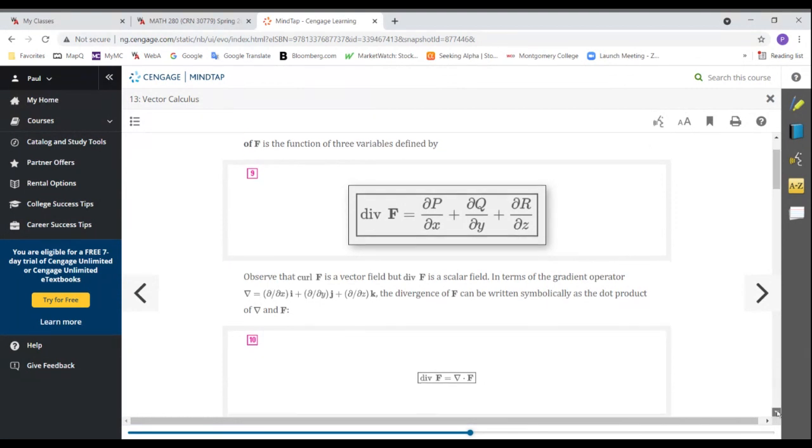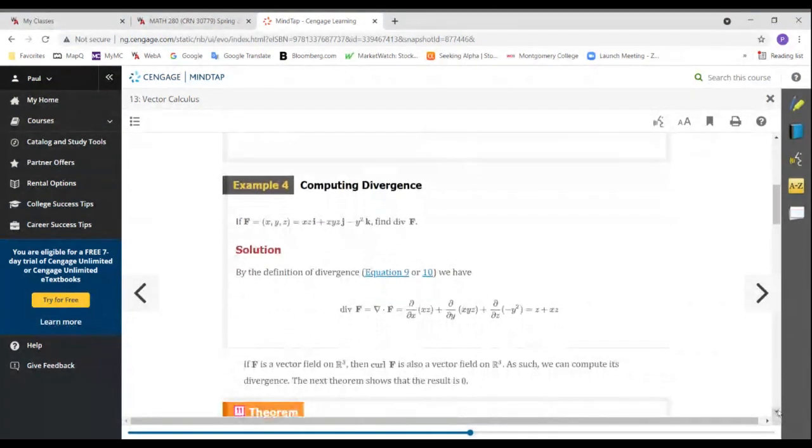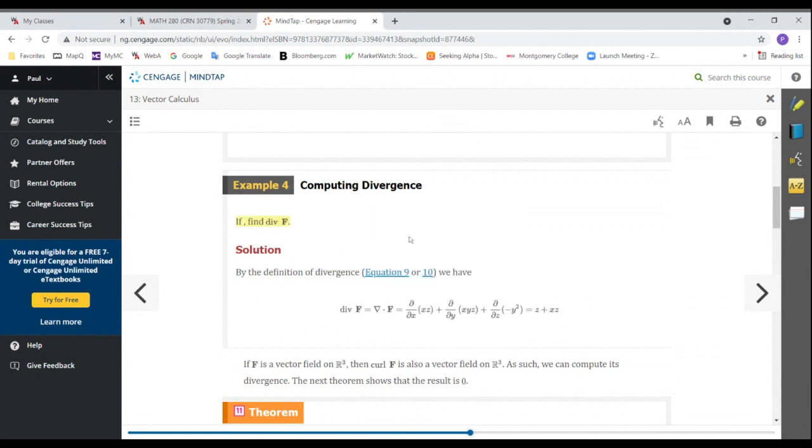Okay. Well, so computing divergence. In example 4 here, they give a vector field F, and they want you to find the divergence of that vector field F. By the definition of divergence, the divergence of that vector field F is the dot product of the del operator and the vector field F, which is really just the sum of those partial derivatives. Okay, so take a moment to look at it.